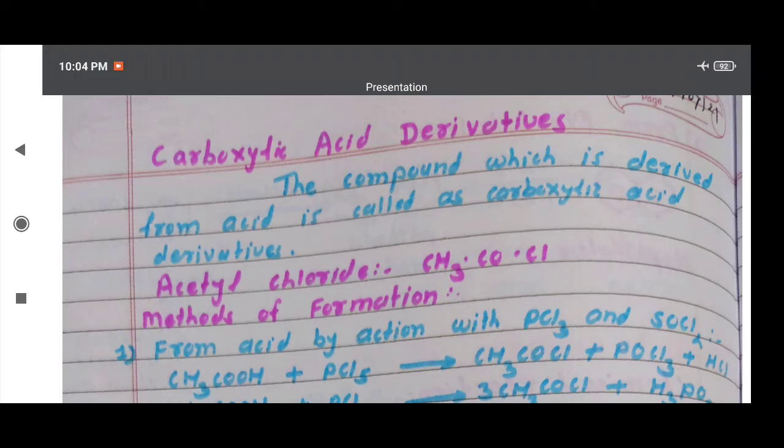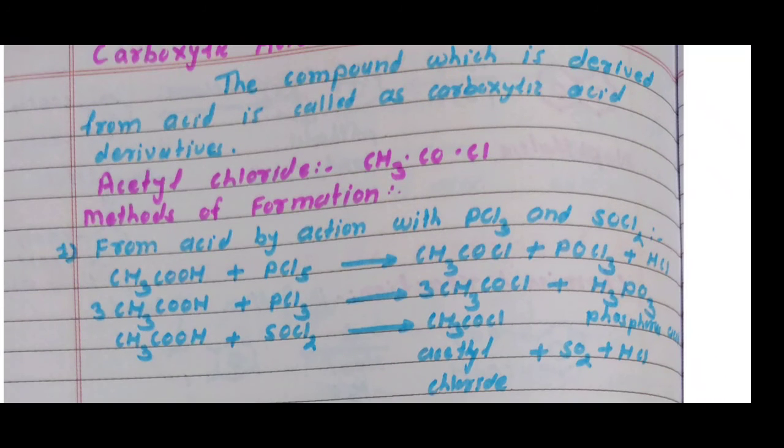Then we study methods of formation of acetyl chloride. First method, from acid by action with PCl3 phosphorus trichloride, PCl5 phosphorus pentachloride and SOCl2, that is thionyl chloride. When acetic acid is treated with phosphorus trichloride or phosphorus pentachloride or thionyl chloride, it gives acetyl chloride.